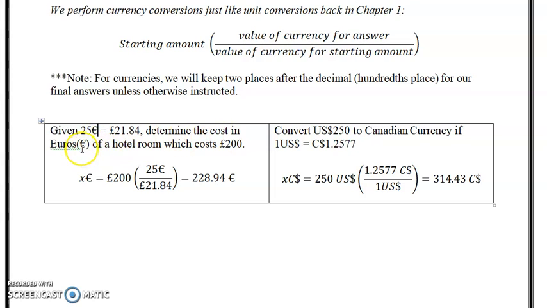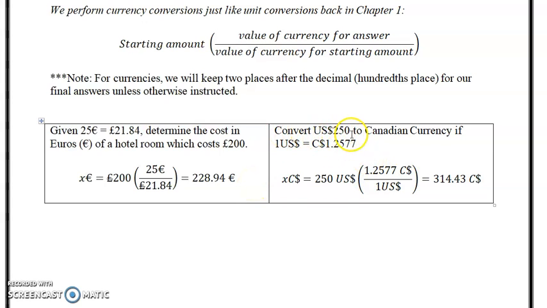Determine the cost of a hotel in euros if it costs 200 British pounds. So you say X number of euros is equal to 200 pounds. Sometimes the symbol will be at the front or the back of the number. It'll just depend on the currency or the country, or the location, I guess I should say. So we take 200, multiply it by 25, and divide it by 21.84, because we have to get rid of the sign for the pounds. So those will divide out. The pounds divide with this pounds, and it's gone, and it gives us 228.94 euros.